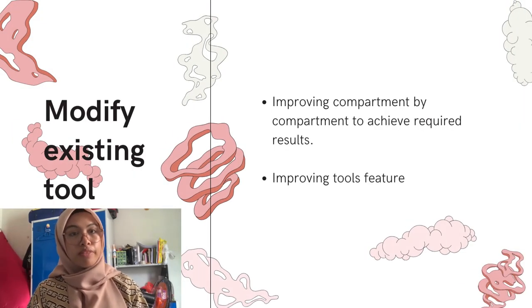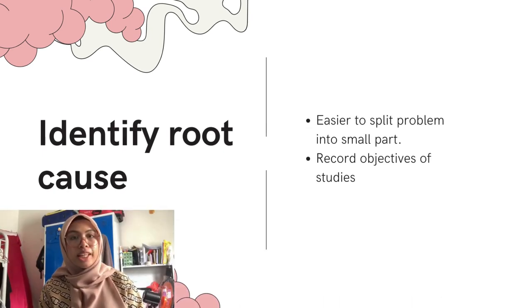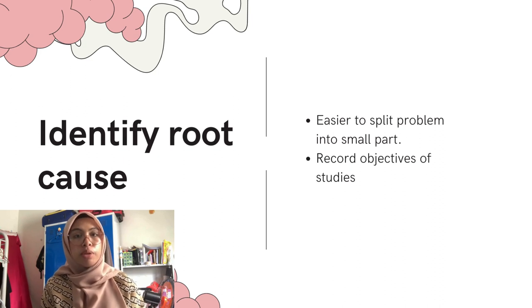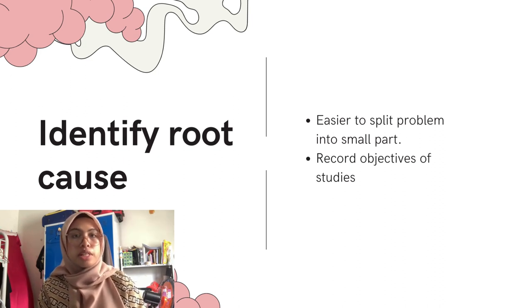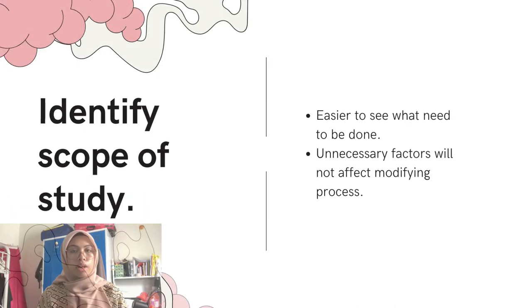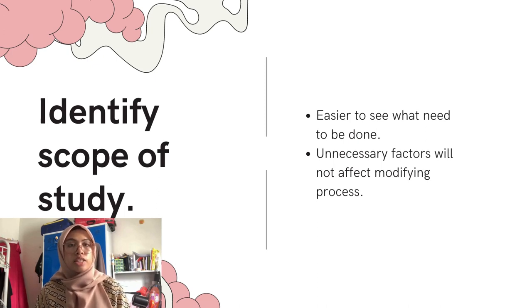For this project, we modify an existing tool by improving each component to achieve the required result, and improving the tool's features so that the tool functions according to what we have planned for the expected outcome. We identify the root cause of the problem so we can understand it better before splitting it into smaller parts. We also record the objectives of the study so that we will not get off track from the original purpose of this project. It is important for us to identify the scope of the study so it is easier to see what is needed to be done for these tools to be completed. It also helps us eliminate unnecessary factors so that they will not affect our modifying process.